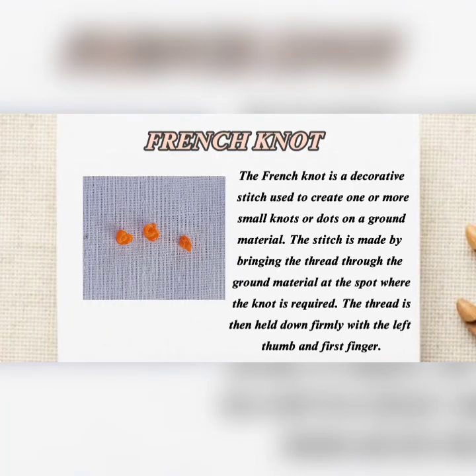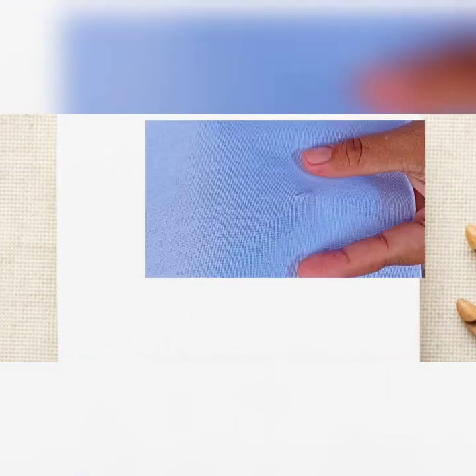The French knot is a decorative stitch used to create one or more small knots or dots on a ground material. The stitch is made by bringing the thread through the ground material at the spot where the knot is required. The thread is then held down firmly with the left thumb and first finger.